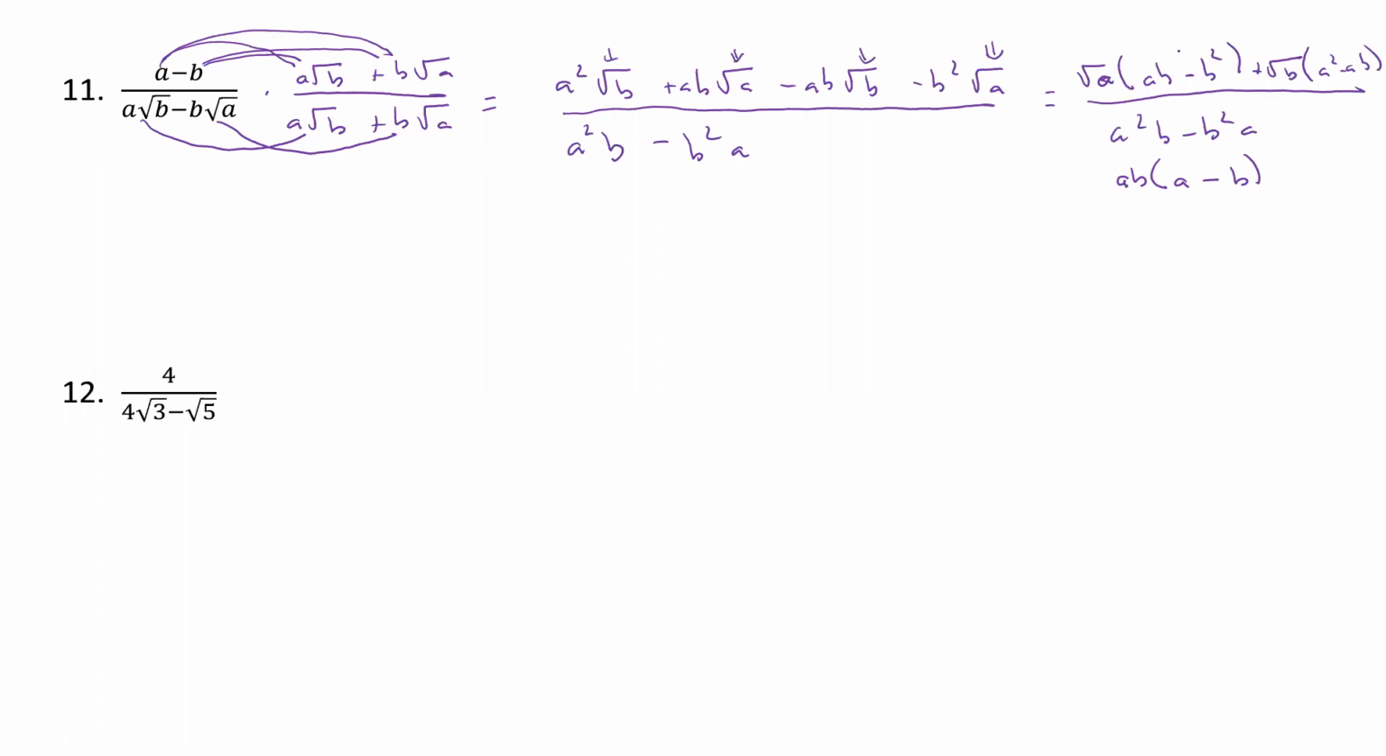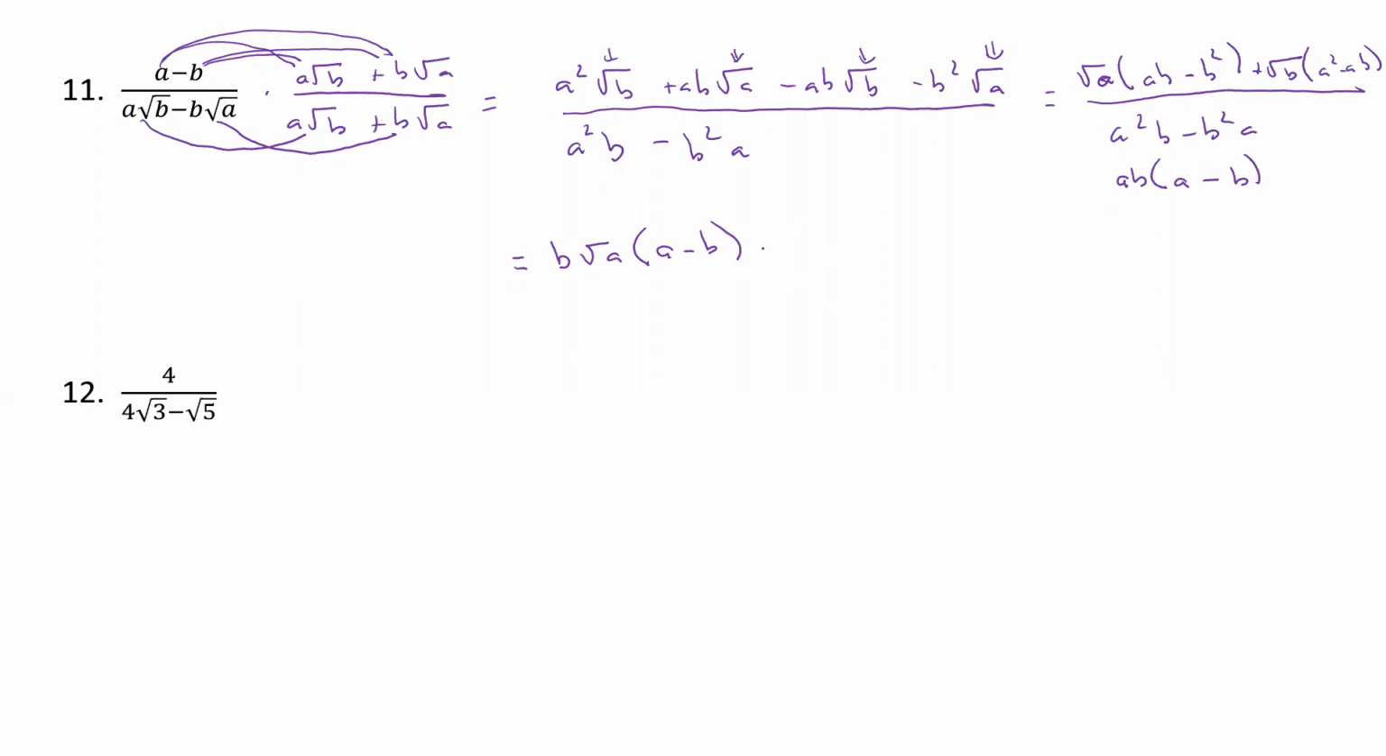Here I could factor out a B. Here I could factor out an A. And so I think I'm going to run out of room, but that's okay. And so if I factor out a B here, I'll have B, and then I'll have square root of A times A minus B. Okay, because if I take a B out of here, I get A, take a B out of here, I get B. And so I have that.